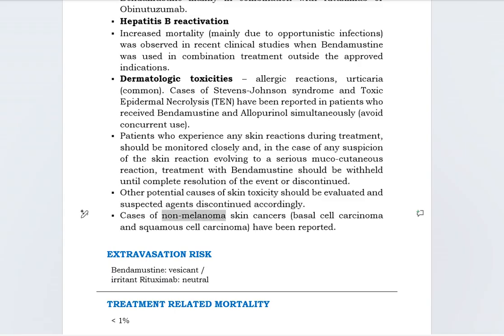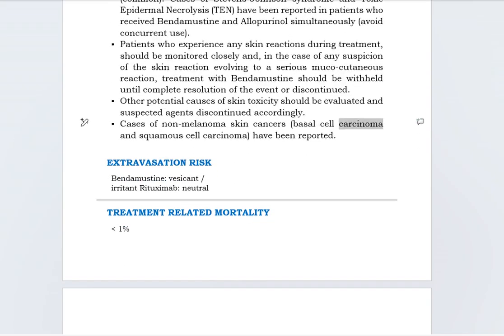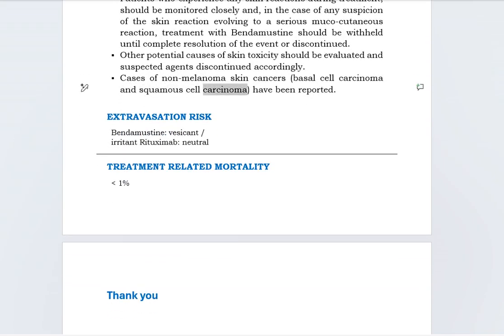Cases of non-melanoma skin cancers, basal cell carcinoma and squamous cell carcinoma, have been reported. Extravasation risk: bendamustine, vesicant/irritant; rituximab, neutral. Treatment-related mortality: less than 1%.